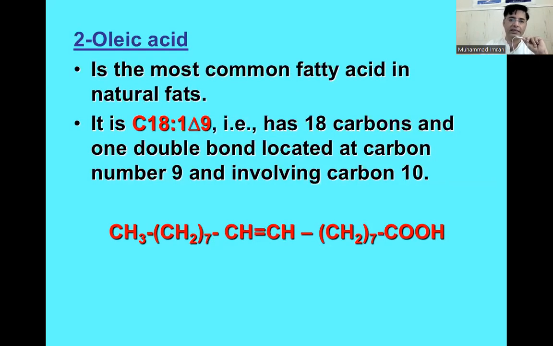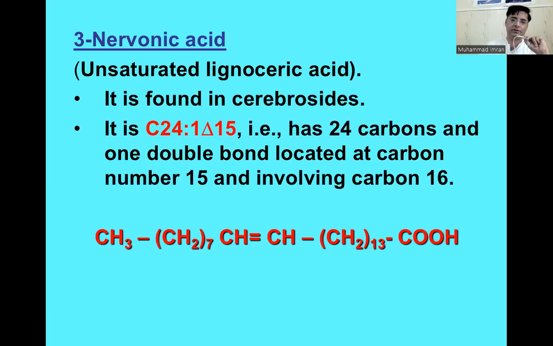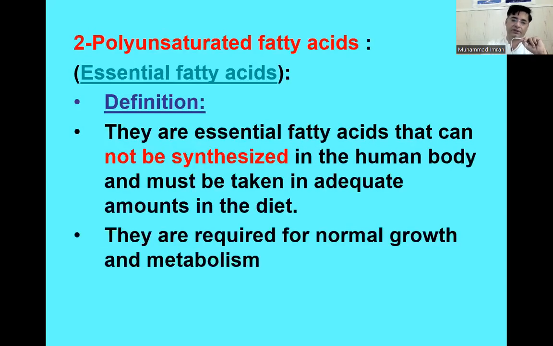Then we have oleic acid, which is the most common fatty acid in natural fats. It is an 18 carbon fatty acid and contains one double bond, and the double bond comes at the ninth position. Nervonic acid is a 24 carbon fatty acid and most prominent in cerebroside and ganglioside. It contains 24 carbons and one double bond at position number 15.